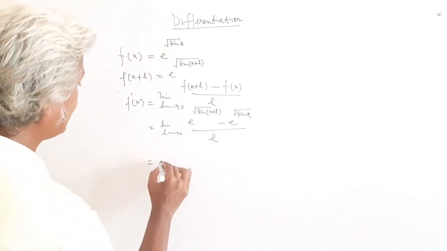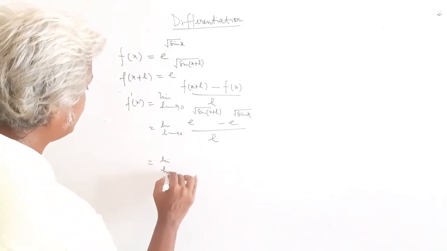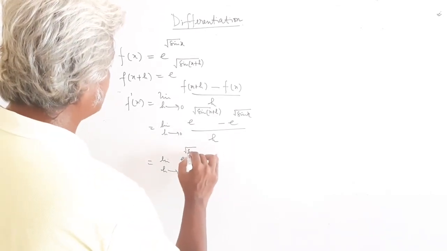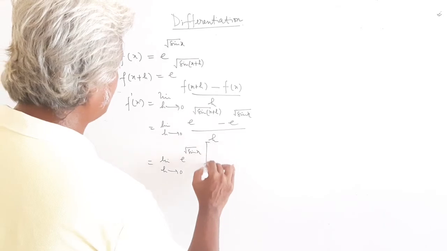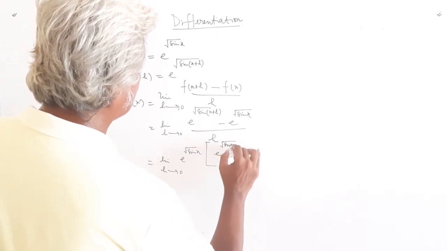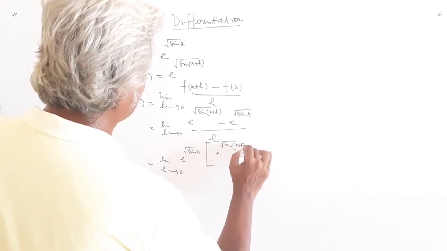So what I do is take limit h tends to 0, and take e to the power root sin x common. Then I have e to the power root sin(x plus h).